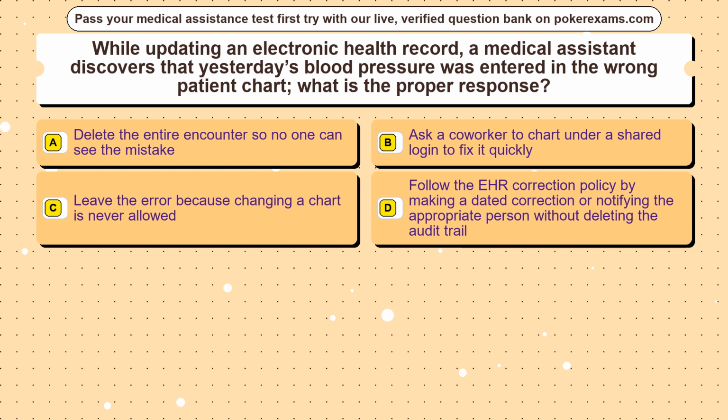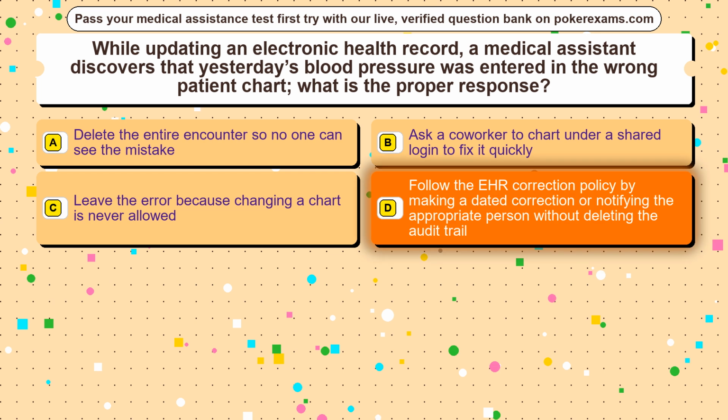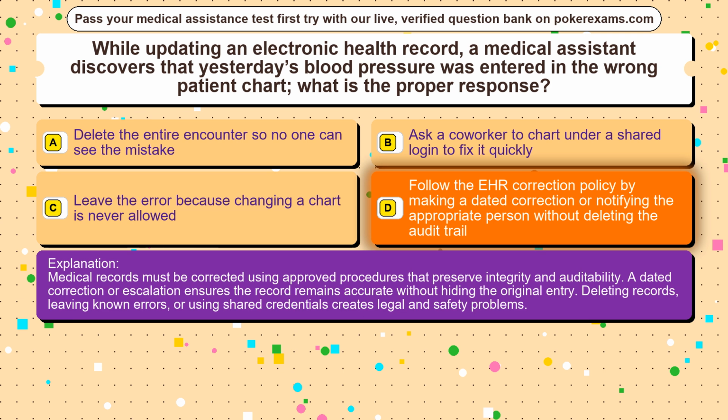The correct answer is option D, follow the error correction policy by making a dated correction or notifying the appropriate person without deleting the audit trail. Medical records must be corrected using approved procedures that preserve integrity and auditability. A dated correction or escalation ensures the record remains accurate without hiding the original entry. Deleting records, leaving known errors, or using shared credentials creates legal and safety problems.